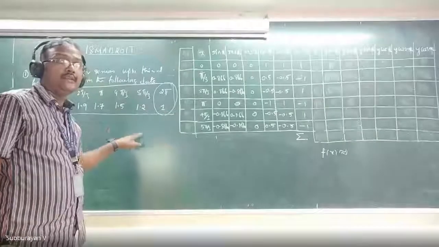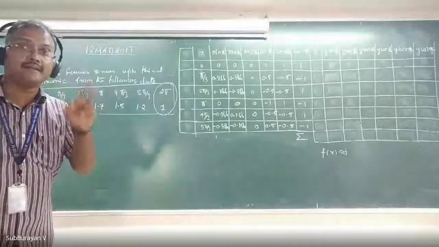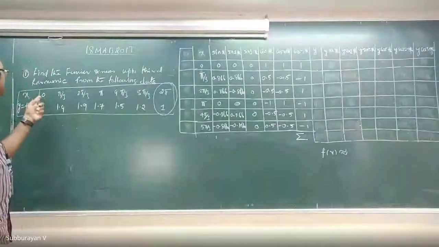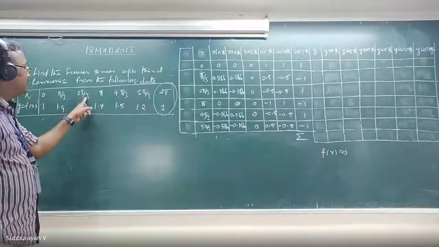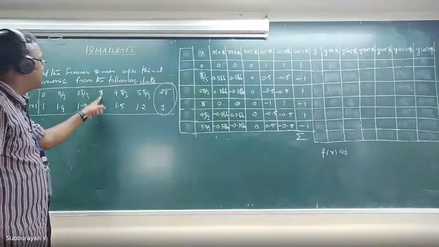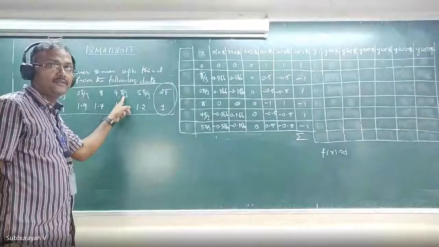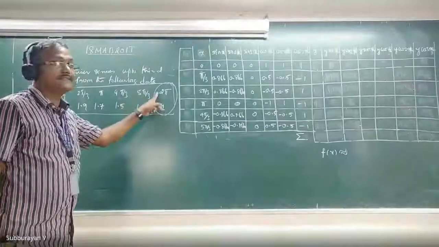Then calculate your m. M is nothing but the number of subintervals. Look at this. How many intervals? 0 to pi by 3 is one interval, pi by 3 to 2 pi by 3 is another interval, then 2 pi by 3 to pi is the third interval, pi to 4 pi by 3 is the fourth interval, this is the fifth interval, and this is the sixth interval.